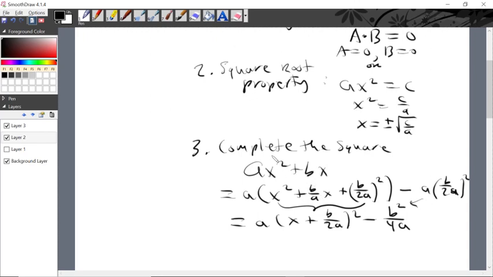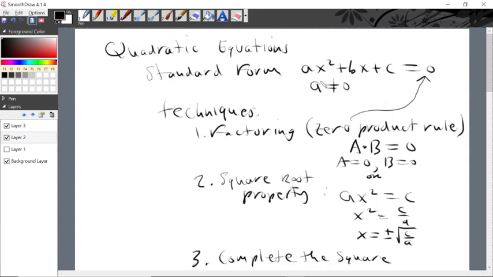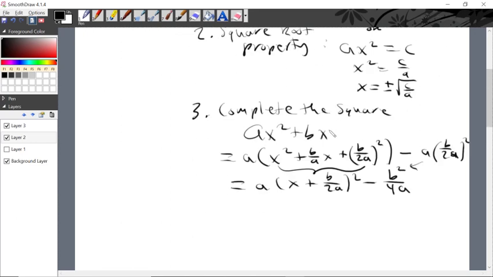Well, if we apply that complicated process to the standard form of the quadratic equation, we can then use the square root property to isolate x. And when we do that, we end up with a formula that tells us what x will equal for every quadratic equation. And we call that the quadratic formula.